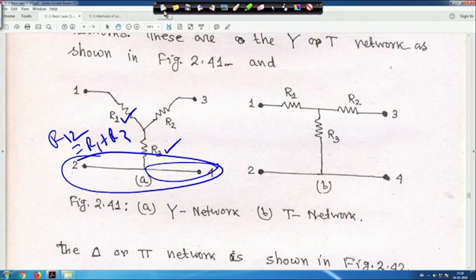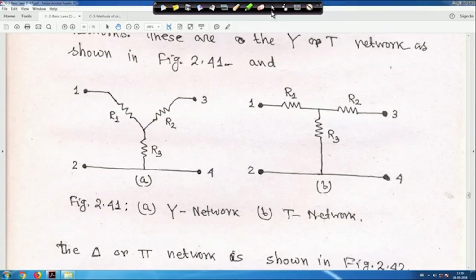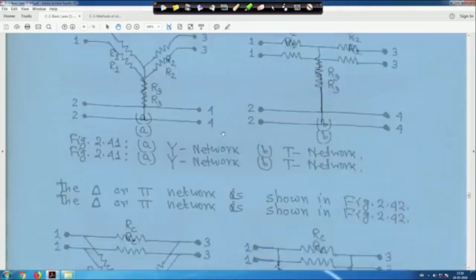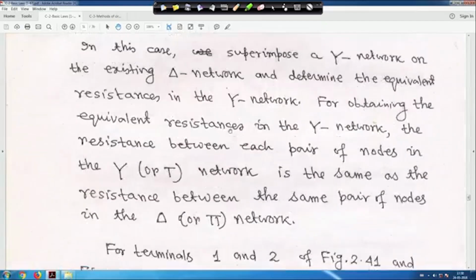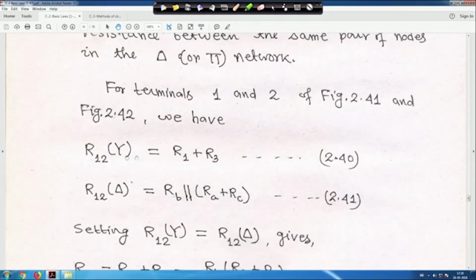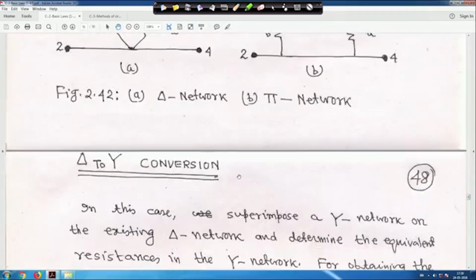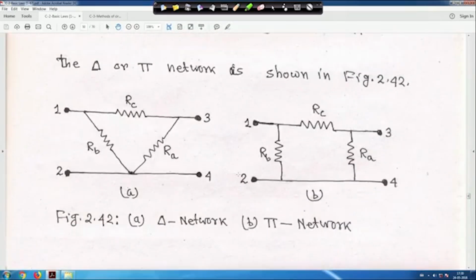So just clean it and let me go. If you see this, R12 for star is equal to R1 plus R3. This is for the star connection, R12 star equals R1 plus R3. Now if you look at R12 for delta, come here again. When you come to R12 for delta here, forget about this thing, this side nothing is connected.